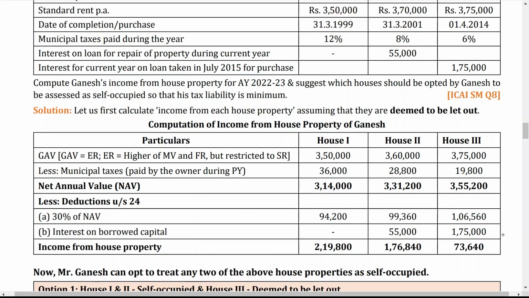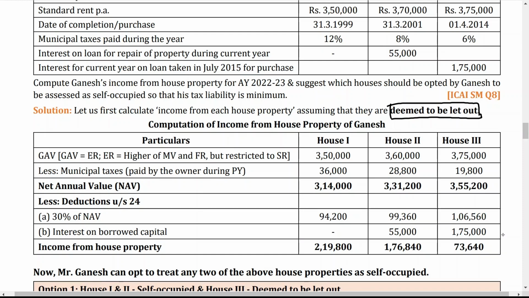Now first of all you have to find out GAV. First we will consider all the houses as DLO, deemed to be let out, because all the houses are self occupied and it is more than two houses. Means now you have to apply the option. First you have to treat all the houses as deemed to be let out property, and then in next step you have to assume that all the houses are self occupied, and then you have to do the permutation and combination and suggest the best possible option for the assessee so that he can get maximum benefit.